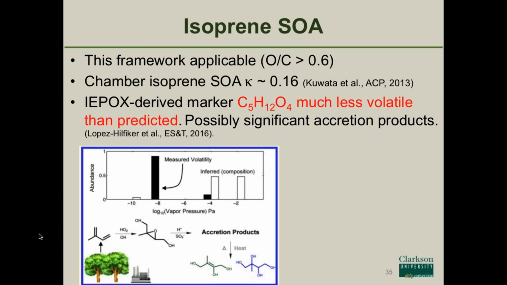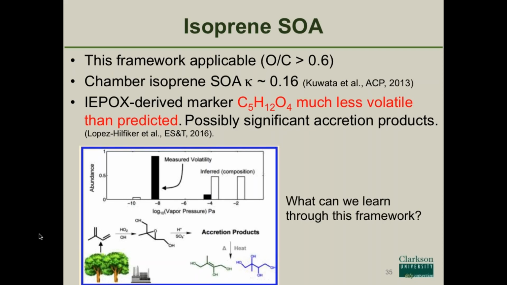So from the forest, isoprene comes out, and that's the IEPOX, and then there may be some oligomerization going on. There may be some large, less volatile accretion products. And then when they measure volatility, they thermally desorb those organics, and then this accretion product may be thermally decomposed and produce C5 marker species. That's the inferred volatility, but the measured volatility is much less than the inferred volatility, and that's sort of experimental evidence to support that there may be significant accretion products. So that's the literature on purely looking at volatility.